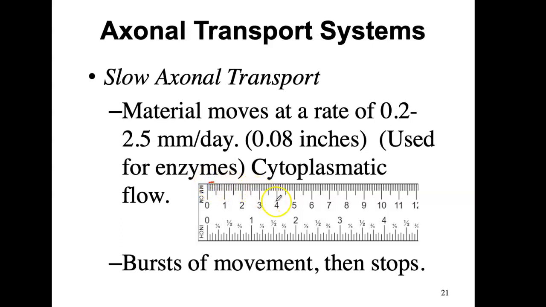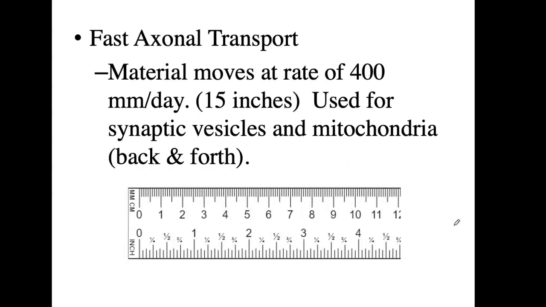And it's only about 2.5 millimeters a day. So very slow that it's going to go from that cell body to the other tip, to the end of the axon. It turns out that it does it in bursts of movements. It sort of pushes and then stops and pushes and stops. Okay, that's one form of axonal transport.